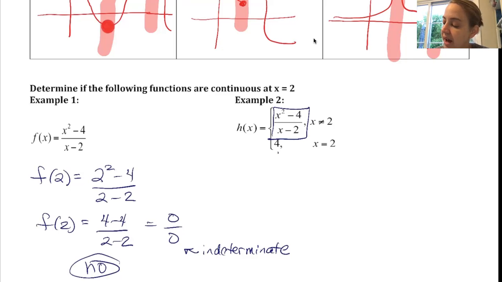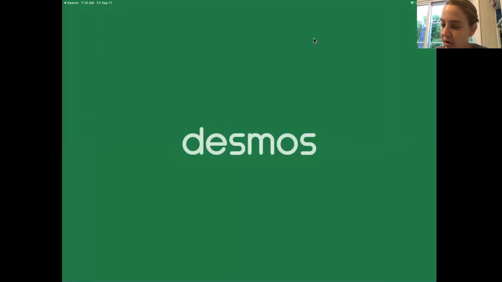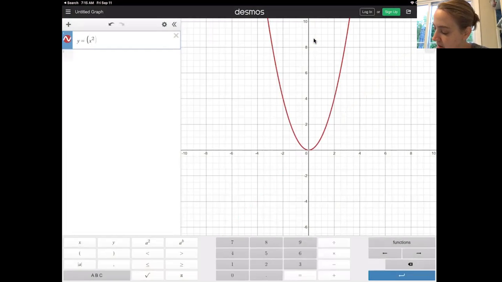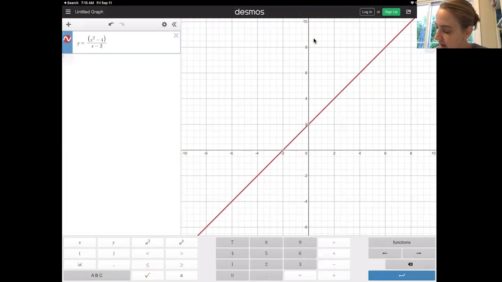And then at 4, what's going on with it? Well, I have x equals 2, so that y value is 4. The best thing to do with this one is actually graph it. So I don't have this set up on Desmos yet. I'm going to pop over to Desmos. I don't know what I have left in here. y equals, let's do it this way, x squared minus 4 over x minus 2. I think it looked like that. Okay.